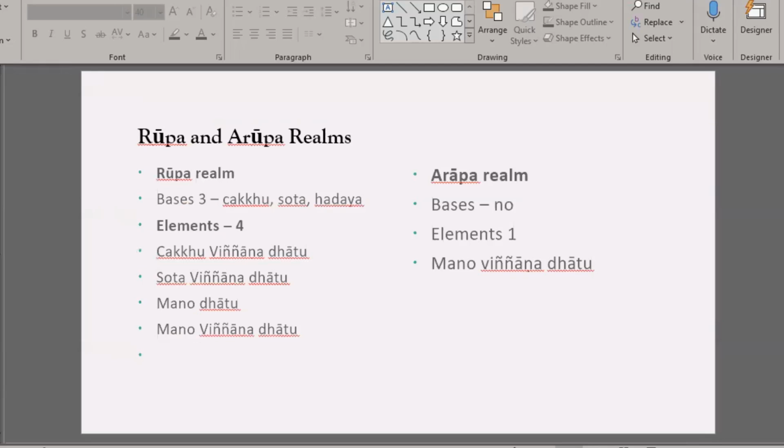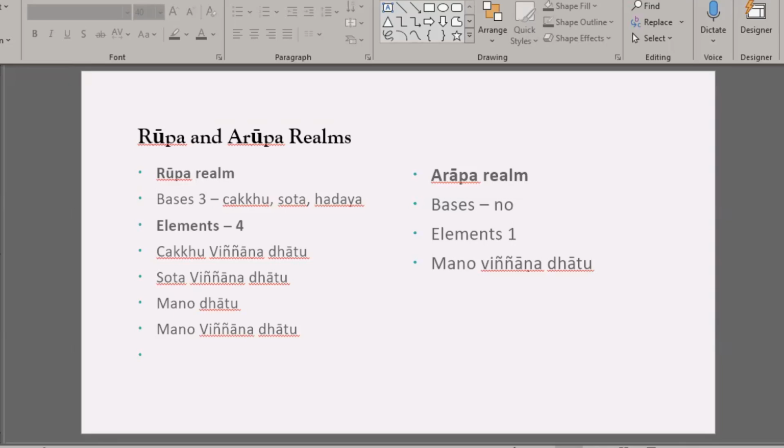Then regarding Rupavachara and Arupavachara realms, how many bases? There are 3 bases in Rupavachara realm: eye base, ear base, and heart base. Chakku, sota, hadaya. Base in Pali we call Vatthu. That means Chakku Vatthu, Sota Vatthu, Hadaya Vatthu. What are the elements that arise in Rupavachara realm? Chakku Viññāna Dhatu, eye consciousness, Sota Viññāna Dhatu, ear consciousness, then Mano Dhatu, then Mano Viññāna Dhatu.